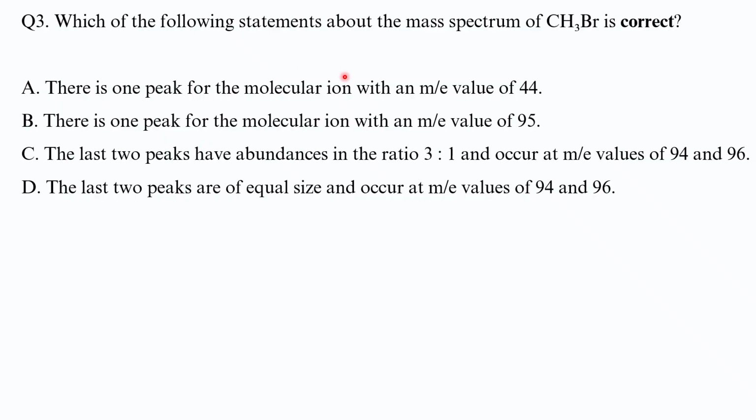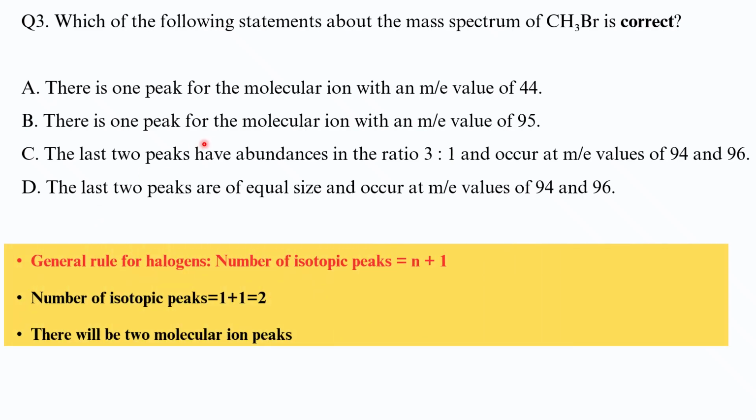Which of the following statements about the mass spectrum of methyl bromide is correct? Here we have to determine the correct statement. Okay, I will not read the options. Let us directly solve the question. In these options, there are 3 things that they are pointing to. First, there is the possibility of only one molecular ion peak. So firstly, we have to determine how many molecular ion peaks there are. If we are getting only one, we can eliminate these 2 options. If we are getting only 2, then we can delete these 2 options. So you can easily follow the elimination method.